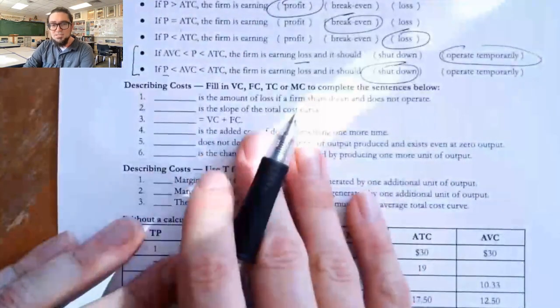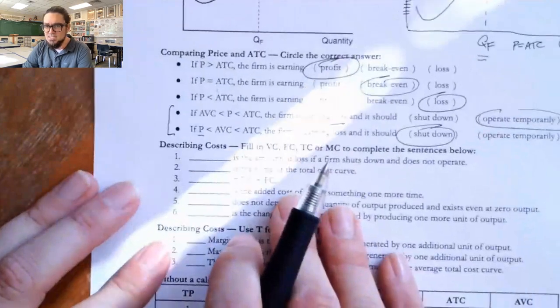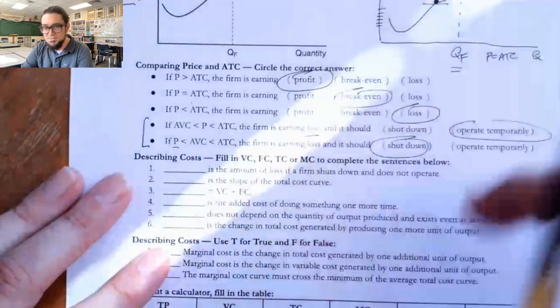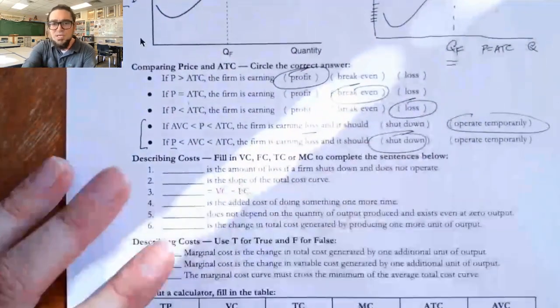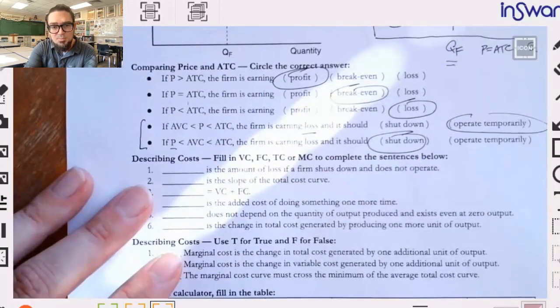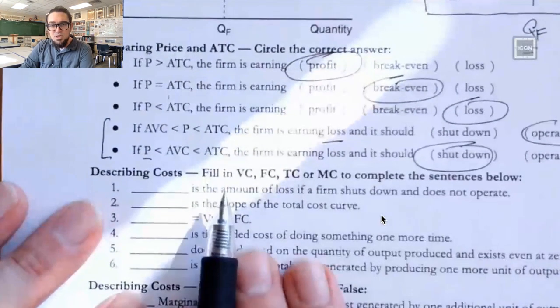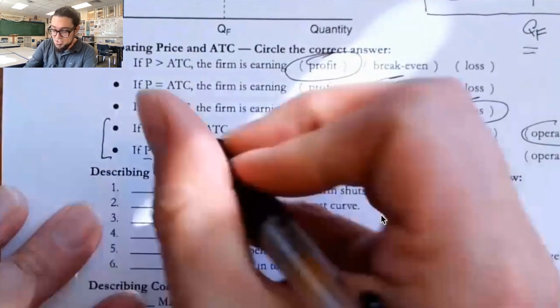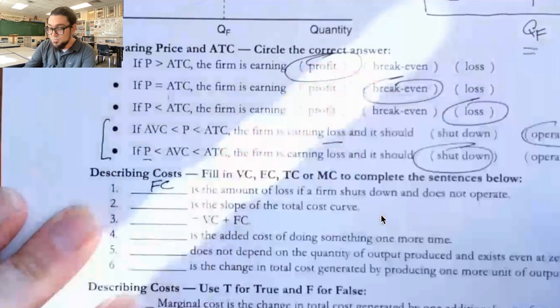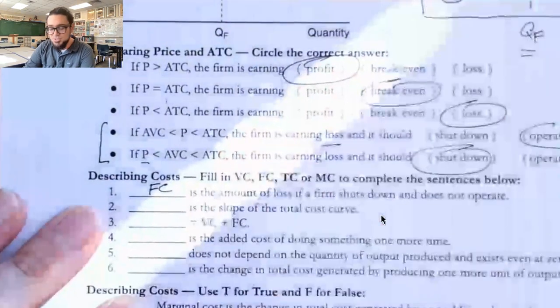Now, a couple more practice problems that ask you to kind of describe costs. And again, I'm really sorry about this terrible glare, it's right in the way. If we zoom in just a little bit, maybe that'll help. You can still see, hopefully. All right. The amount of loss if a firm shuts down and doesn't operate, well, that's just the fixed cost. And that's what would happen if we were shutting down in the picture above.